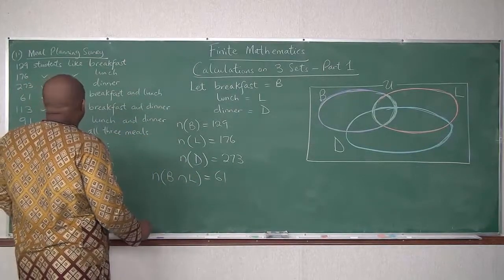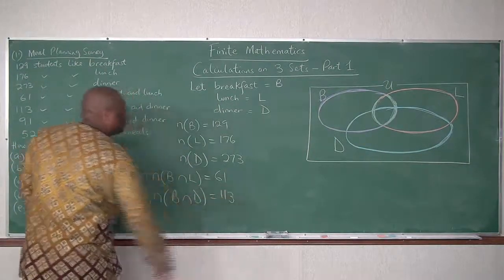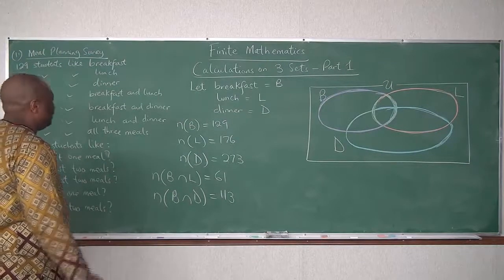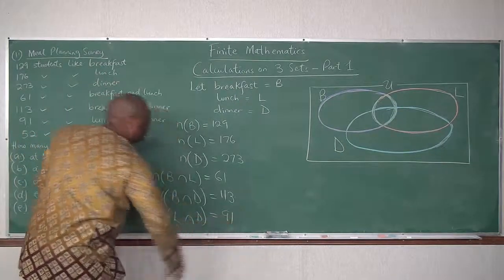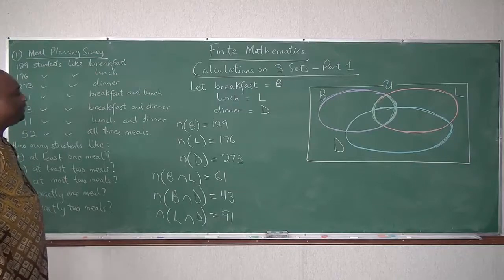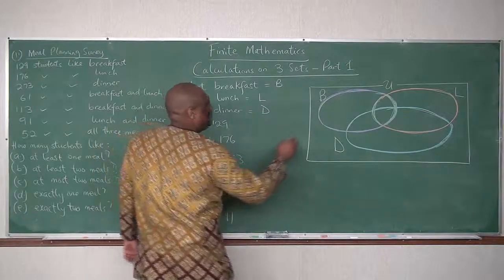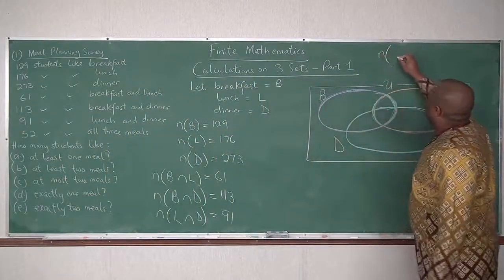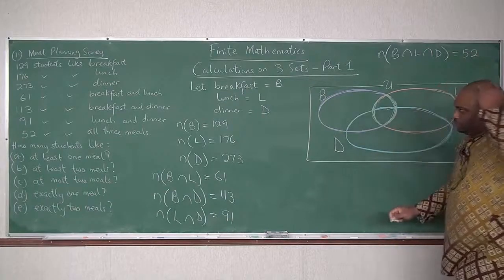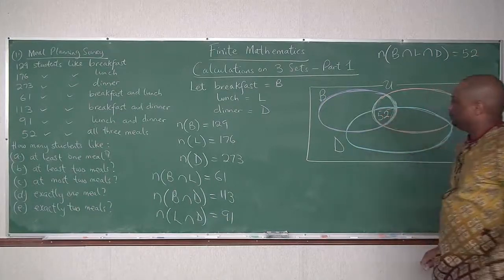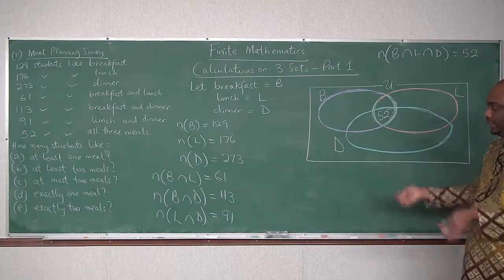Then 113 like breakfast and dinner. Cardinality of breakfast and dinner is 113. Then lunch and dinner. Cardinality of lunch and dinner is 91. They now told us that 52 like all 3 meals. So cardinality of breakfast and lunch and dinner is 52. So we come here and we put our 52 right here. That is that area. Everybody that likes breakfast, lunch, and dinner.